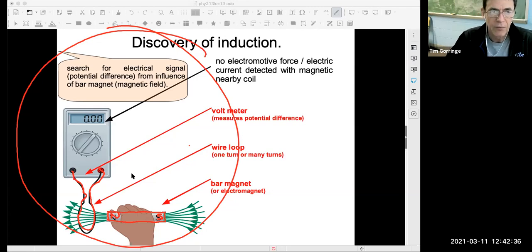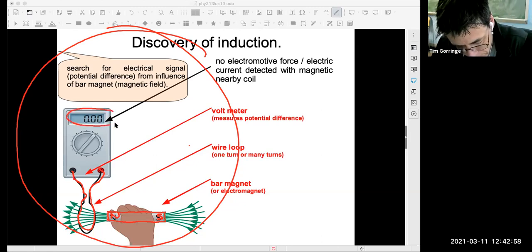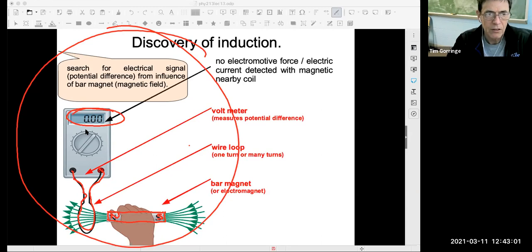And in this picture, I'm imagining I'm holding the magnet in the neighborhood of the loop of wire. And I'm asking, do I see some influence of the magnet on the wire? Do I see some electrical potential difference in the wire caused by the neighboring magnet? And the answer is no. There's no electrical potential difference between the terminals of the wire when that magnet is in the neighborhood of the wire. And so they were looking for this type of effect, the influence of a magnet on this loop of wire.